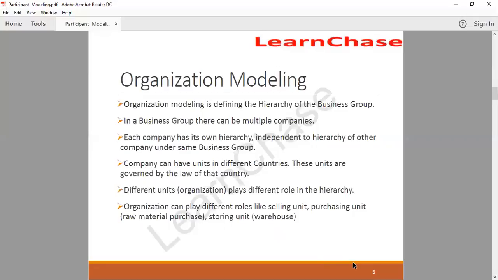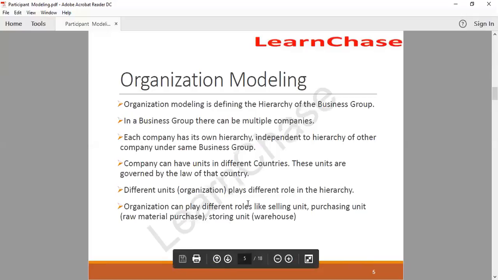Companies can have units in different countries, and these units are governed by the laws of that particular country where they are situated. There are so many examples. We have Infosys, headquartered in Bangalore, but distributed all over the world. And the rules of that country apply to the company which is situated there.